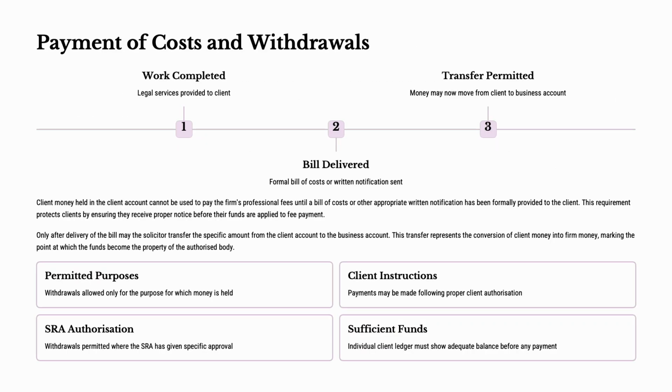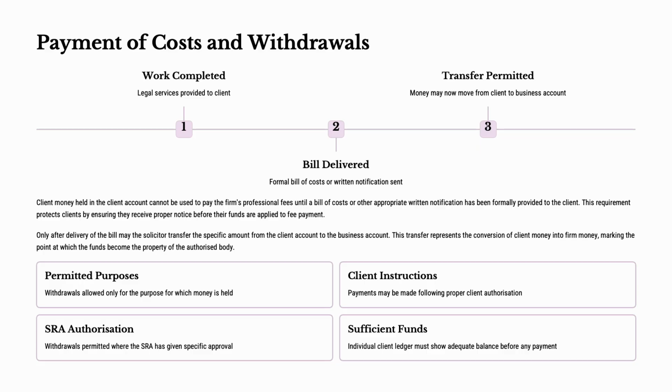Payment of costs and withdrawal. When holding client money, a solicitor cannot transfer money to the business account to pay fees until a bill has been delivered. I have already talked about it: only once the bill goes out can you say the bill is delivered, and then the firm can move the correct amount. Withdrawals must relate either to the purpose for which the money is held, a written client instruction, or SRA authorization. The solicitor must also ensure enough money exists for the particular client before making the withdrawal.